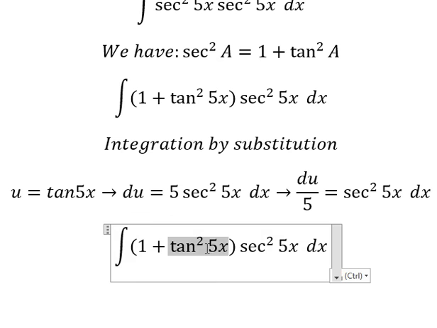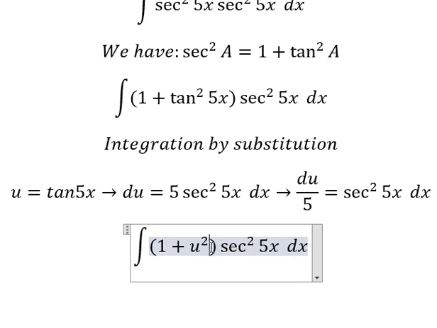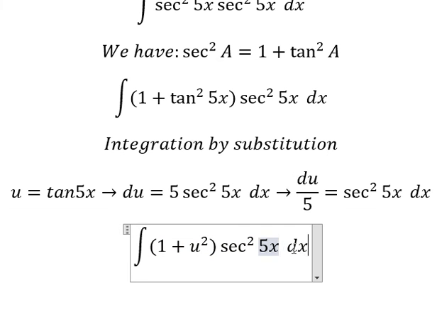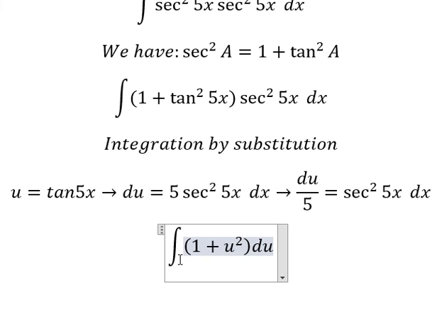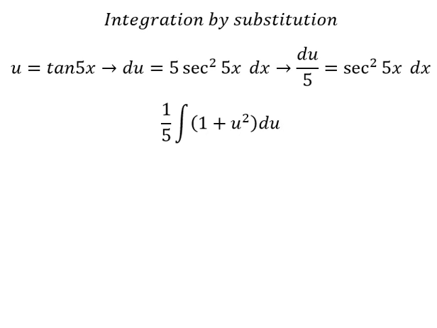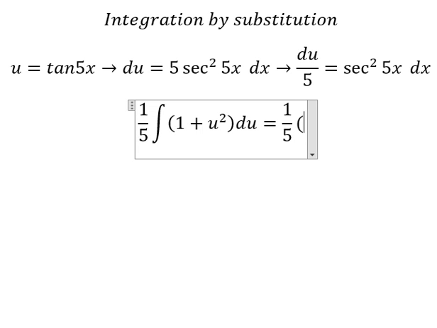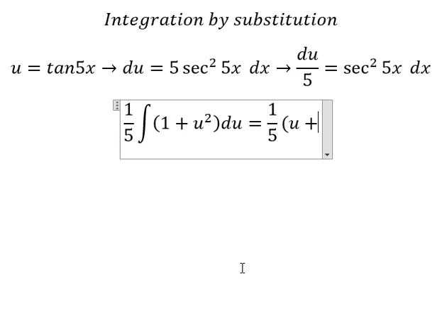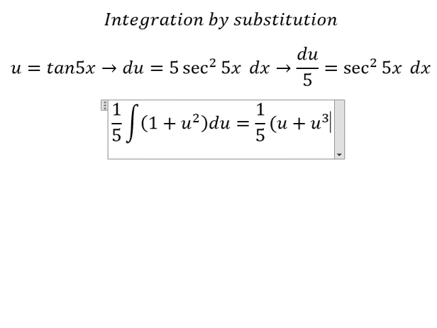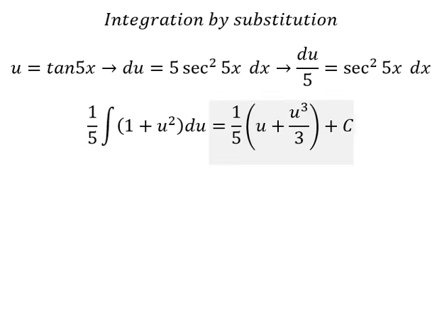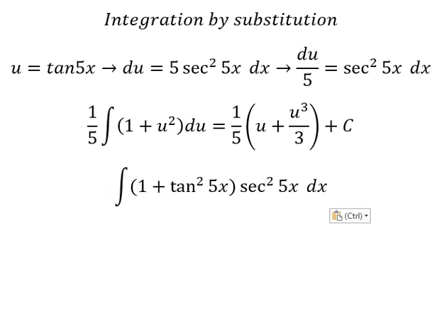So this one we change to u squared. This one we change to du over the number pi. And now we have the final answer. The integration of the number 1 gives us u. The integration of u squared gives us u to the power of 3 over 3. And I will put plus c. Finally, u is tan of pi x.